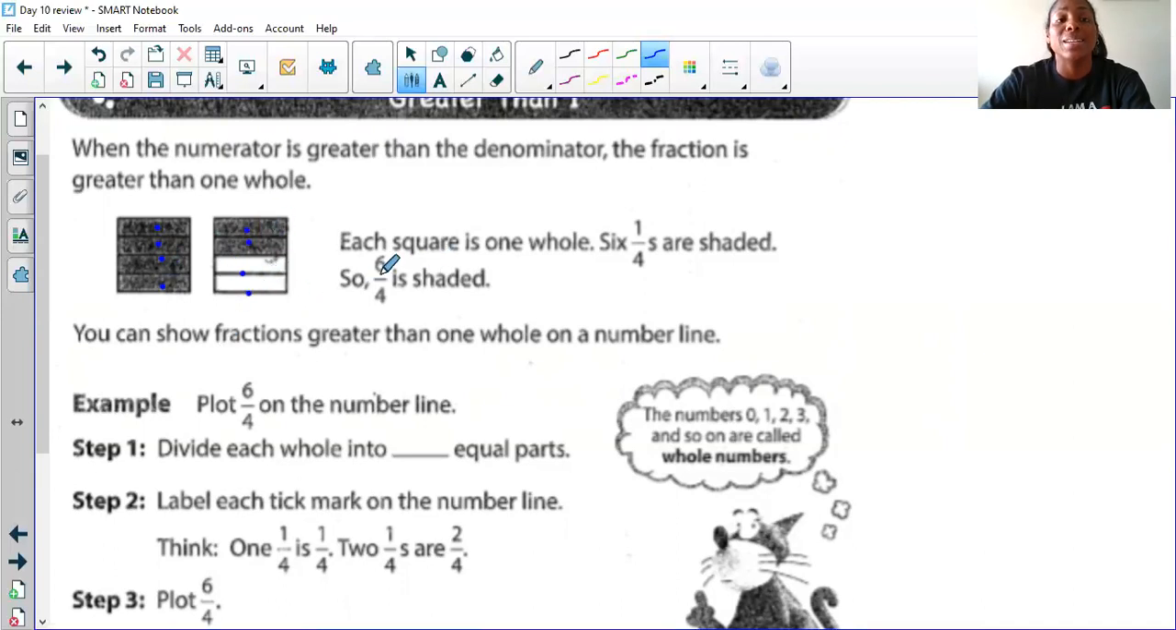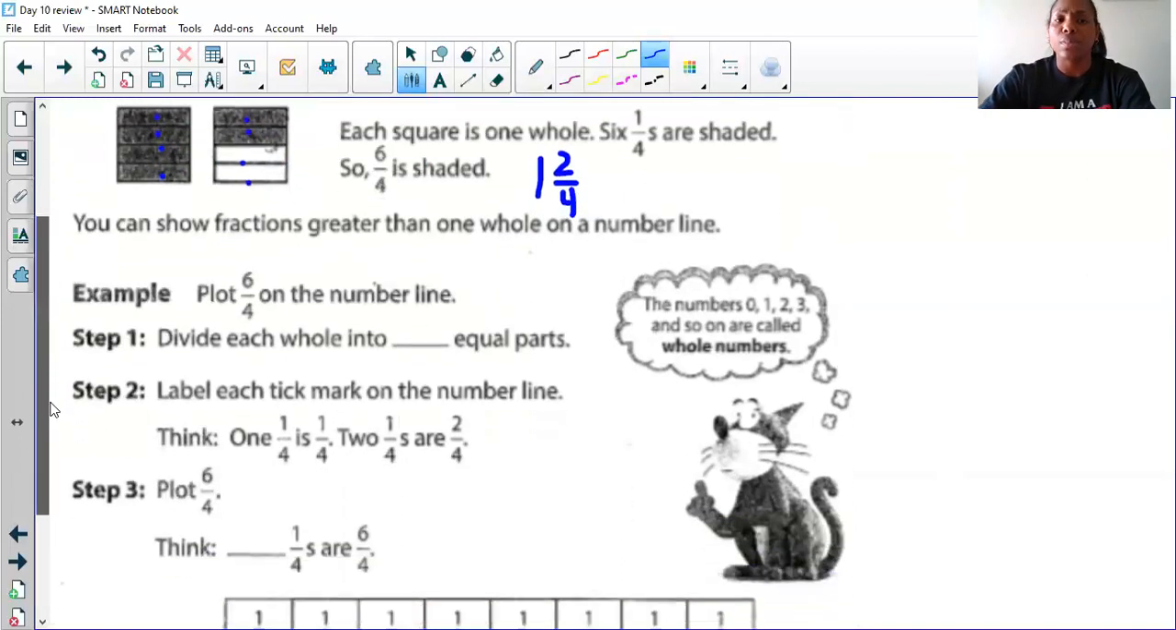So that means it's going to be 6/4. And for my friends who want to extend their thinking, it'd be 1 2/4. Remember when we did our mixed numbers? So 1 2/4. So 6/4 is equal to 1 2/4 because we had 1 whole, and then the second fraction just had 2 parts shaded in.